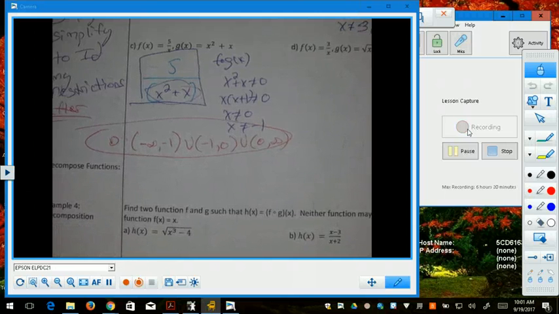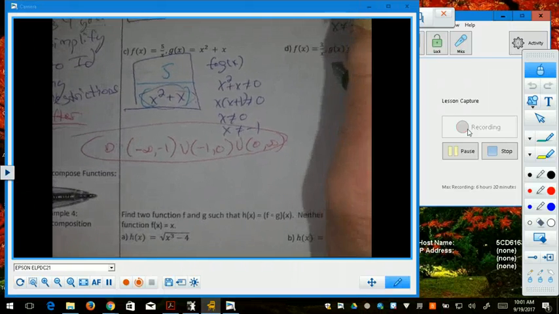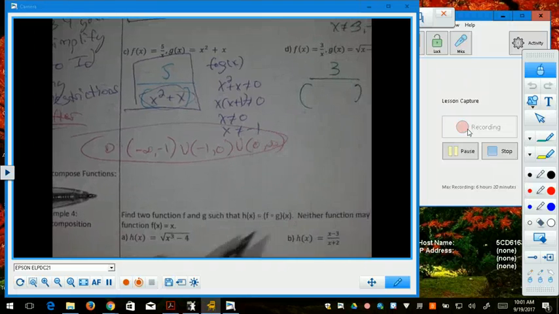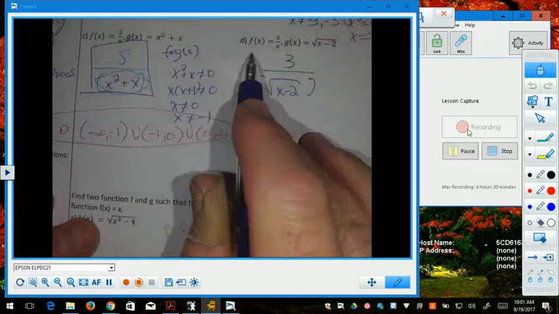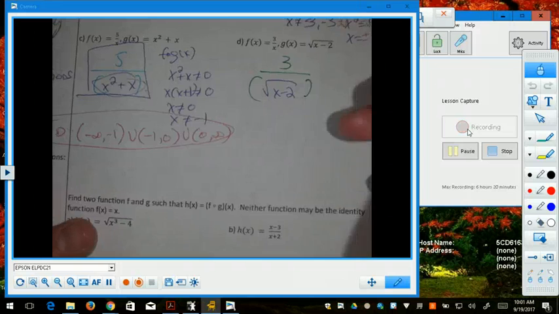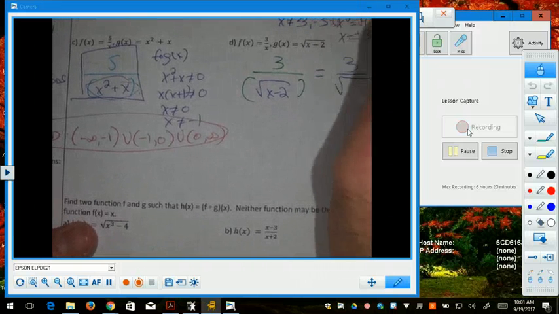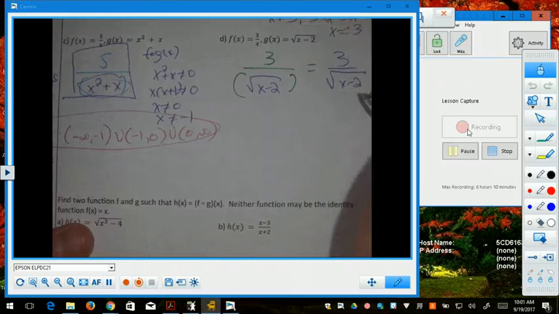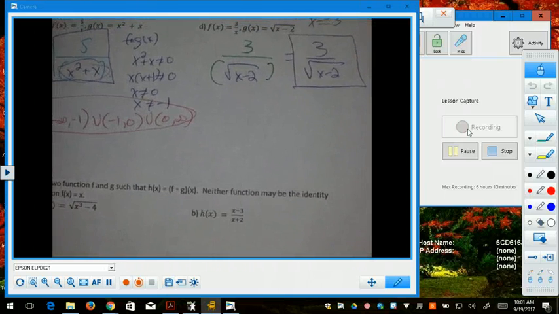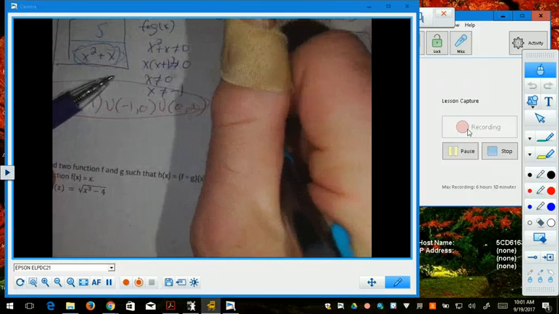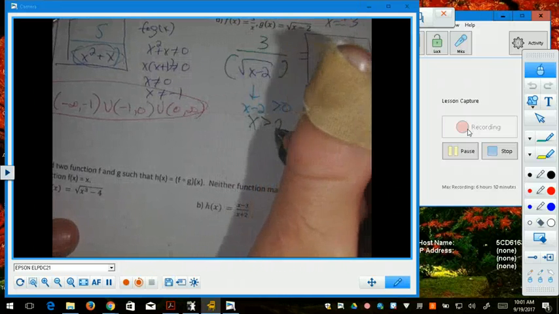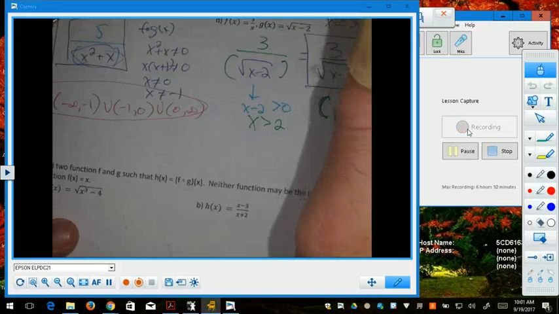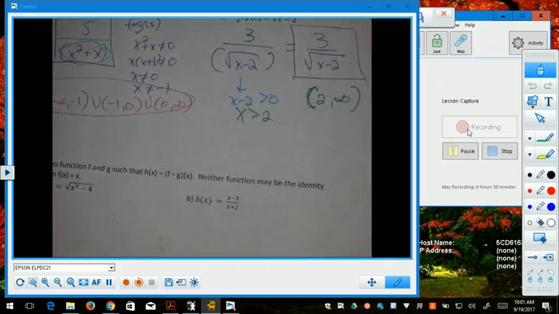All right, for letter D, when I put g into f, I have 3 over x, where x is the square root of x minus 2. Now, there's not really going to be any simplifying, but I'd still look at this as 2 problems, in the denominator and under the radical. So simplified, this will be the function of f of g of x. But when I go to write my domain restrictions, x minus 2 has to be strictly greater than 0. So x has to be greater than 2. So that would be, in parentheses, 2 to infinity.